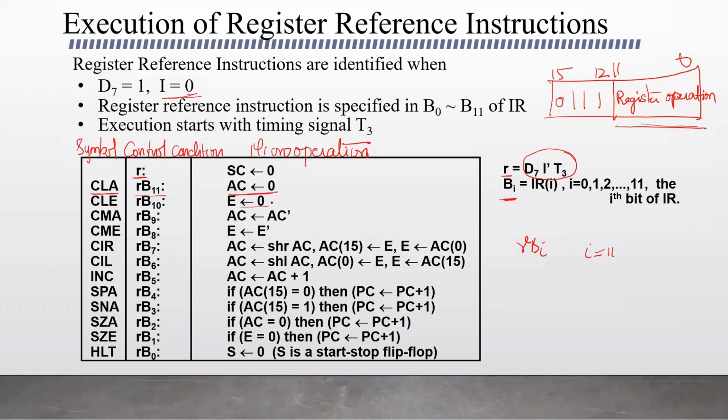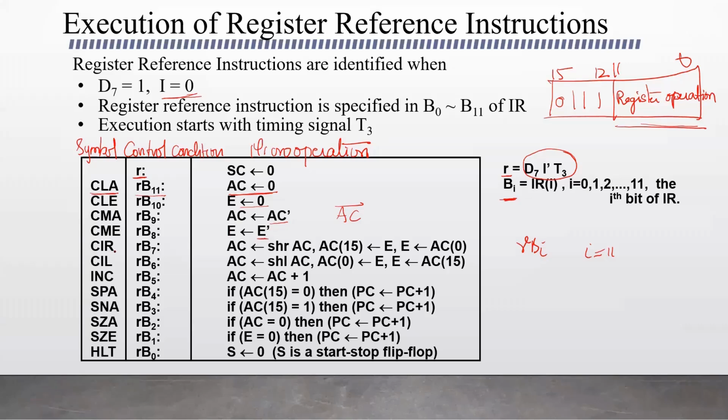And the next operation, CMA, what is this? Complement accumulator. So we write AC dash, complement, or you can write AC complement. Once the complement of the bits of AC is done, all the bits are inverted and get stored in AC. And CME is to complement E. So E dash. We perform the complement on the carry bit and it gets stored in E.